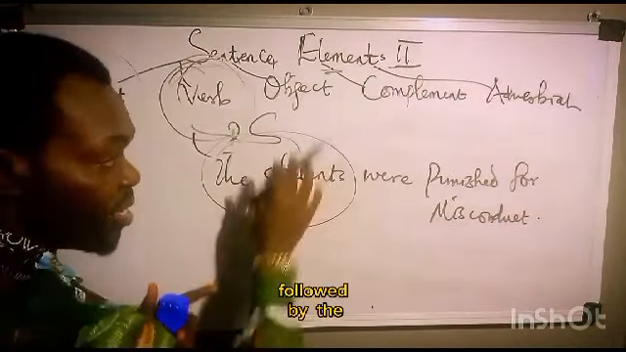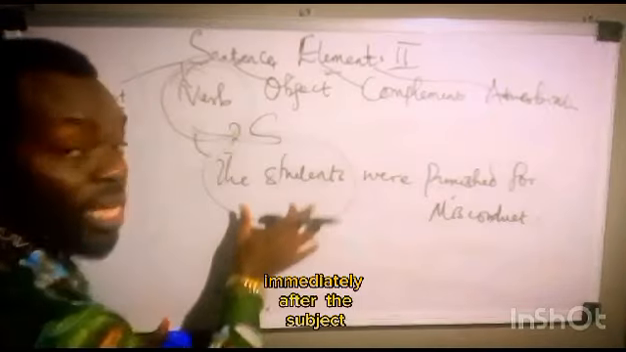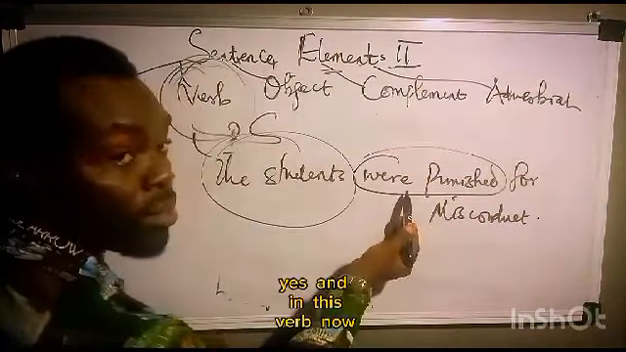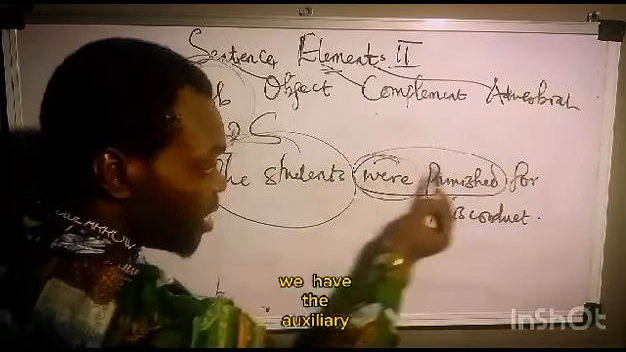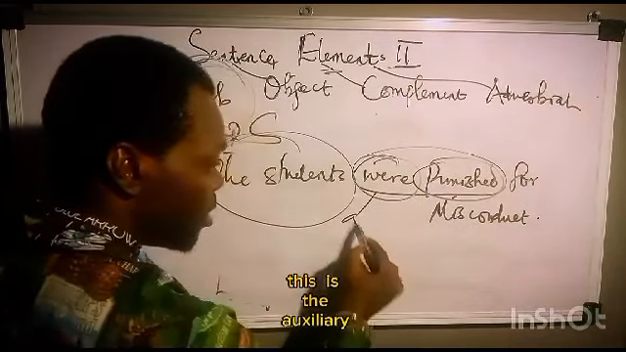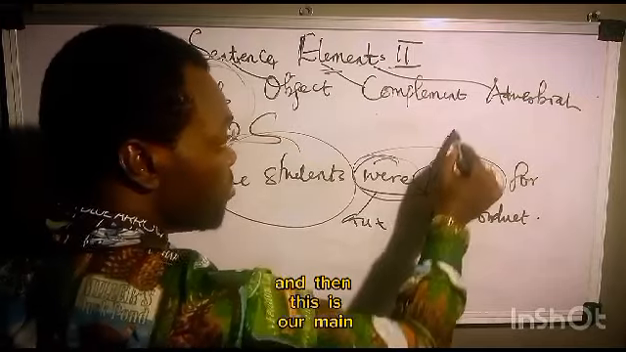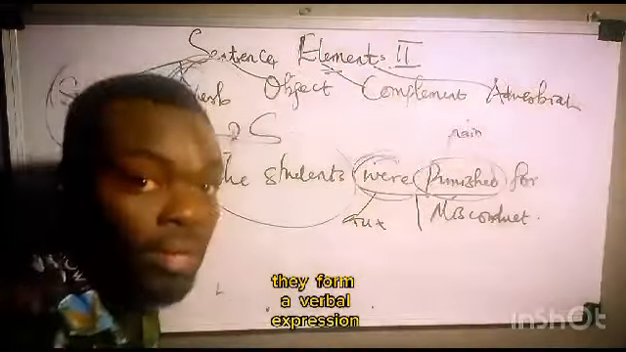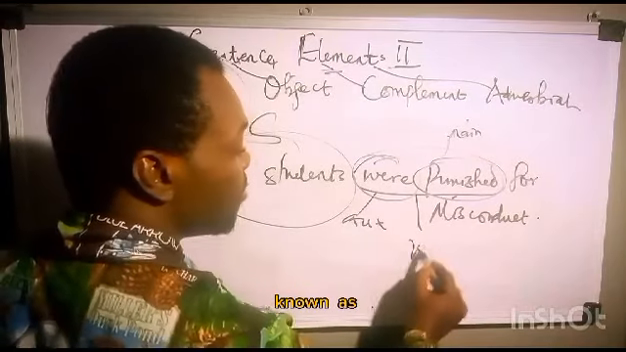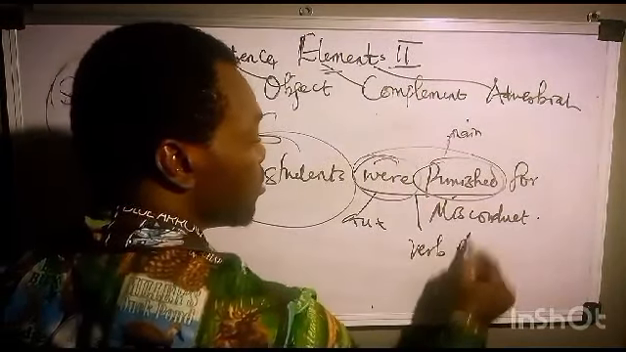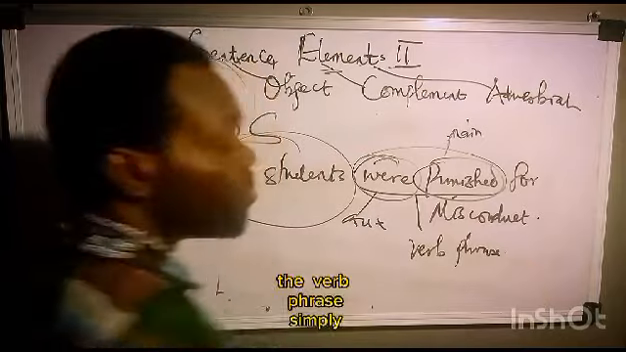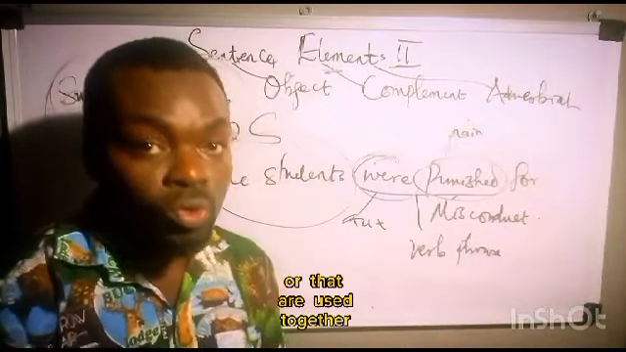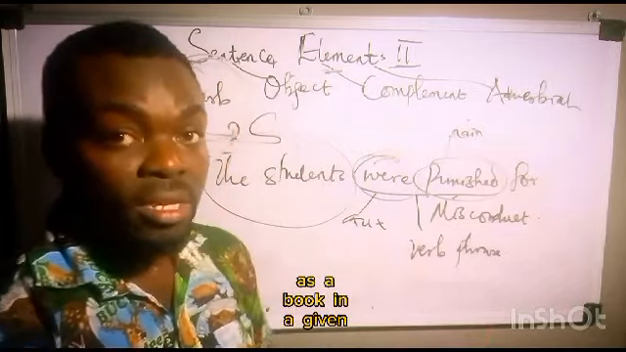Followed immediately after the subject, we have the verb. In this verb we have the auxiliary and then the main. This is the auxiliary verb, and this is our main verb. When they are combined together, they form a verbal expression known as a verb phrase. The verb phrase simply means two or more verb elements that are used together as a group in a given sentence.